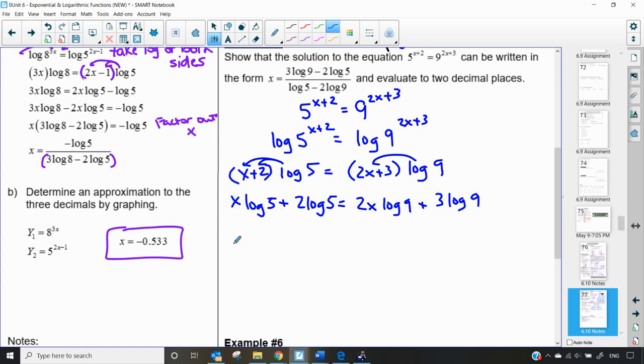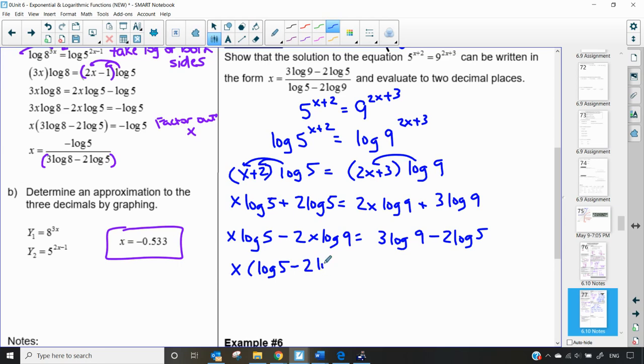So this is going to give me x log 5 minus 2x log 9 and 3 log 9 minus 2 log 5. All right, my next step is to factor out my x's. So that gives me x times log of 5 minus 2 times log of 9 equals 3 log 9 minus 2 log 5.